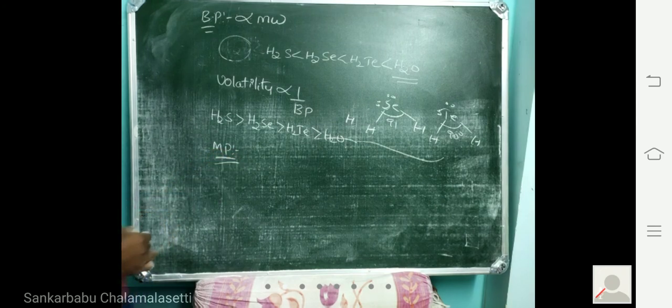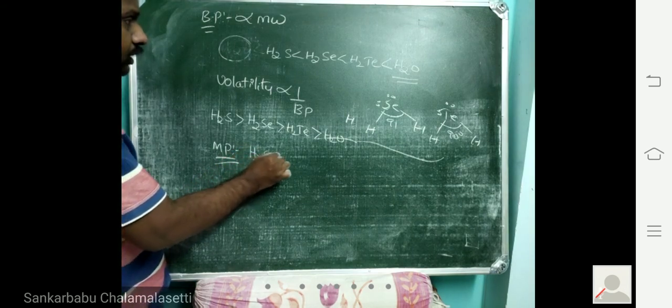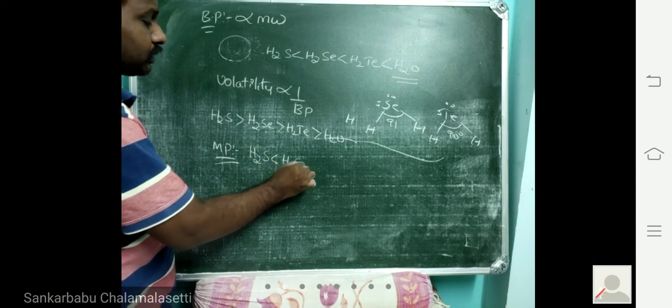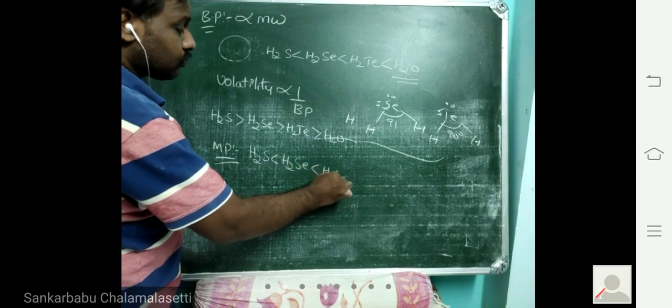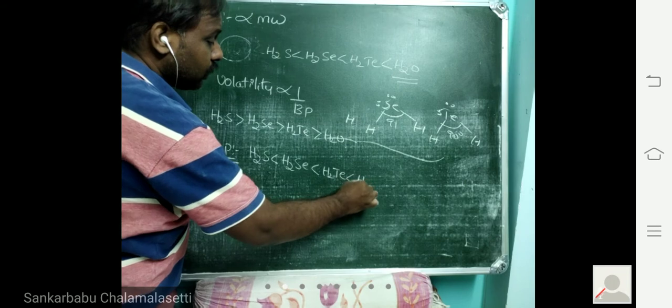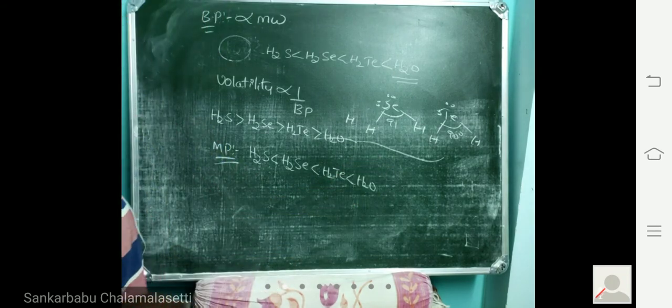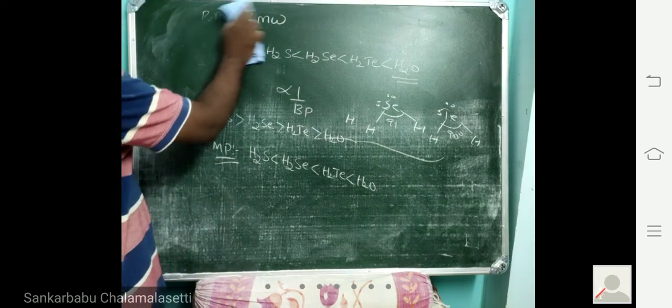After that, melting point. The melting point also follows the same order, that is H2S greater than H2Se greater than H2Te greater than H2O. Again, the reason is the presence of hydrogen bonding. That is about hydrides. Next topic is oxides.